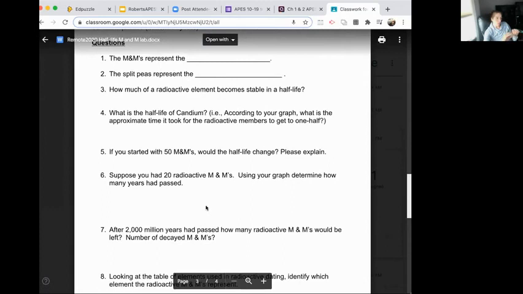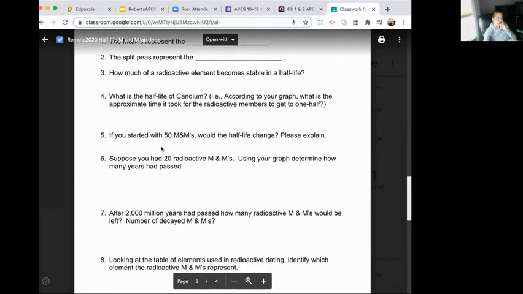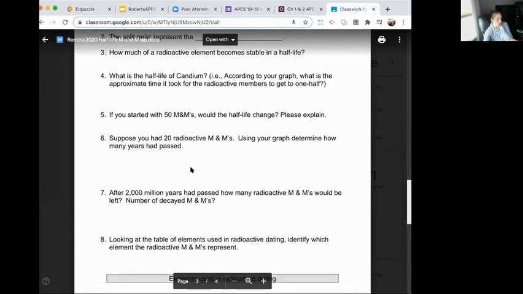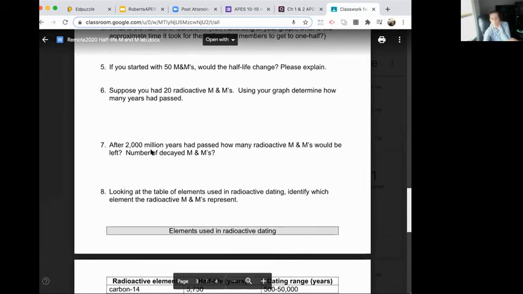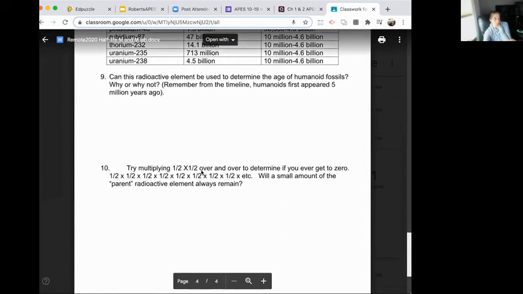Number 4 is going to be done in seconds. It says, according to the graph, what is the approximate time it took for the radioactive members to get to 1/2? That'll be up to your chart and graphs. And then number 5, the rest of these, I want you to interpret. We're not doing years; we're going to be doing seconds on number 6. On number 7, I want you to assume they're talking about carbon-14, since it says 2,000 million years. Then use this table and show me that you can multiply 1/2 times 1/2 times 1/2, so you know how to multiply fractions.